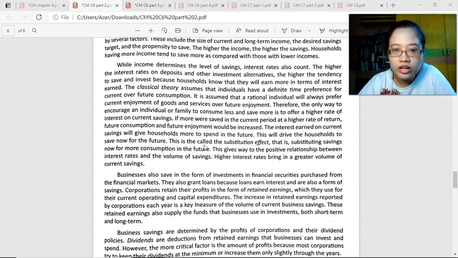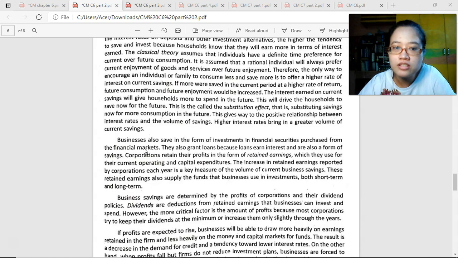This is called the substitution effect. That is substituting savings now for more consumption in the future. This gives way to the positive relationship between interest rates and volume of savings. When the interest rates go up, the volume of savings go up. More and more people save their money. Higher interest rates bring in a greater volume of current savings.